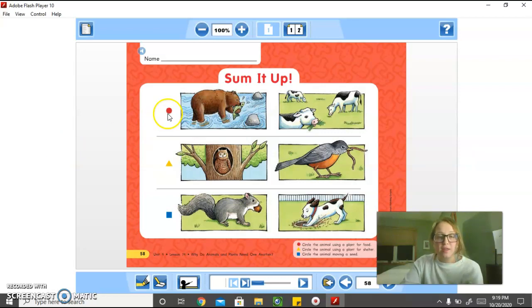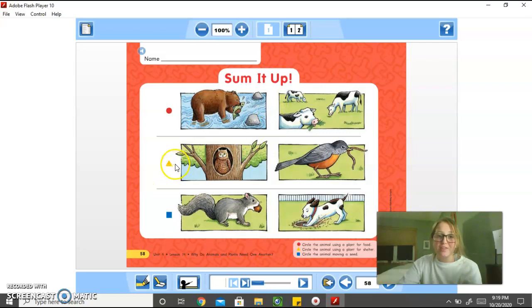So first we're going to look at this red circle. We're going to look at the red circle row. Here we have a picture of a bear and we have some cows. So in this row, can you please circle the animal that is using a plant for food? Which one is using a plant for food? Remember, just circle the one that's using a plant for food.